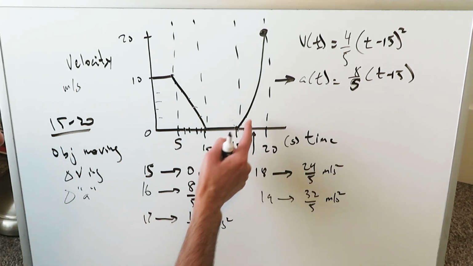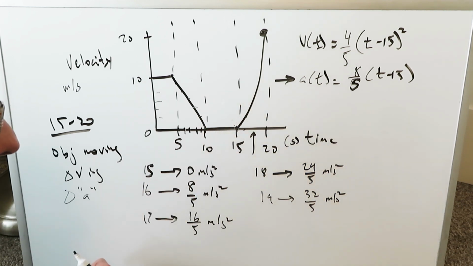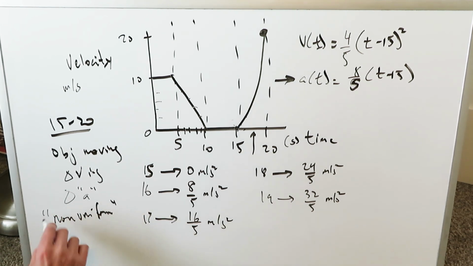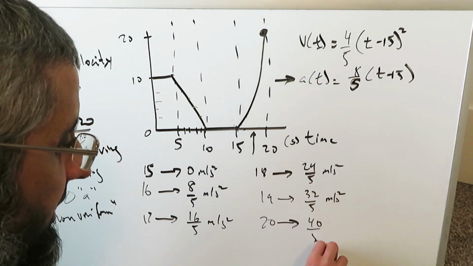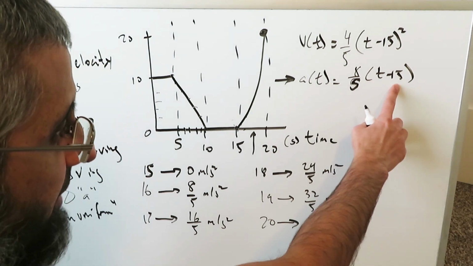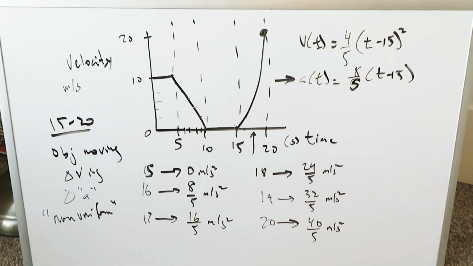But you can see in each of the seconds of this time interval, because you have a nonlinear function, you have non-uniform acceleration, and that's the word you want to learn, non-uniform acceleration. And obviously at time 20, you have 40 over 5 meters per second squared. You put 20 in here, and you do 20 minus 15, which is 5. 5 times 8 is 40. 40 divided by 5, and that's exactly what you see.